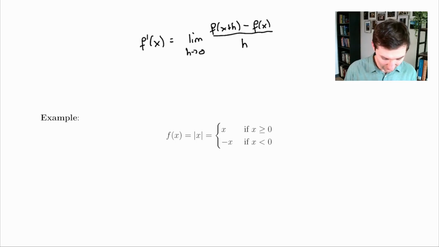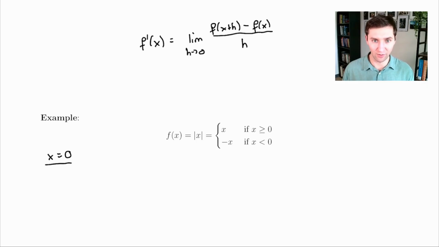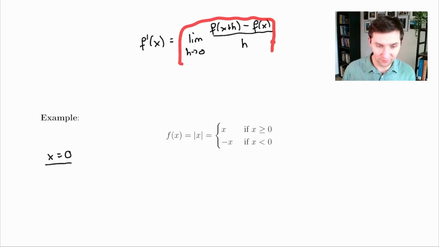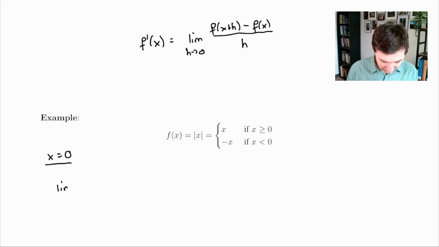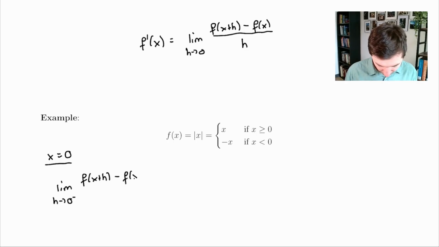To show you that the absolute value function doesn't have a derivative at x equal to 0, I will compute this limit first as h goes to 0 from the left, then as h goes to 0 from the right, and I'll show you that the two limits are different, which will mean that the general limit will not exist. Let's start by computing the limit as h goes to 0 from the left. And the limit is of f of x plus h minus f of x divided by h.